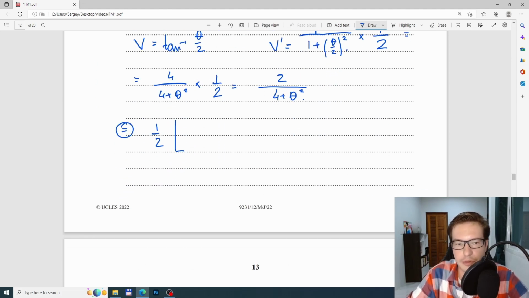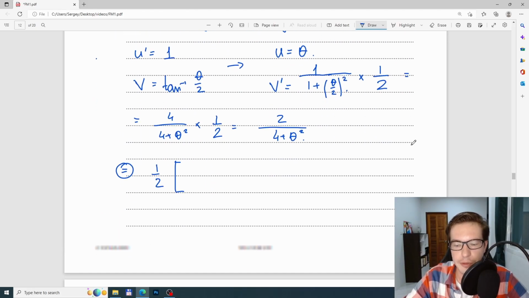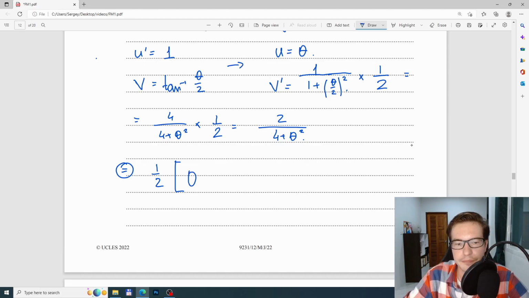Then, using the formula for integration by parts, first we got u times v. So it's going to be theta times inverse tangent theta over 2, minus the integral of 2 theta over 4 plus theta squared, of course, d theta.